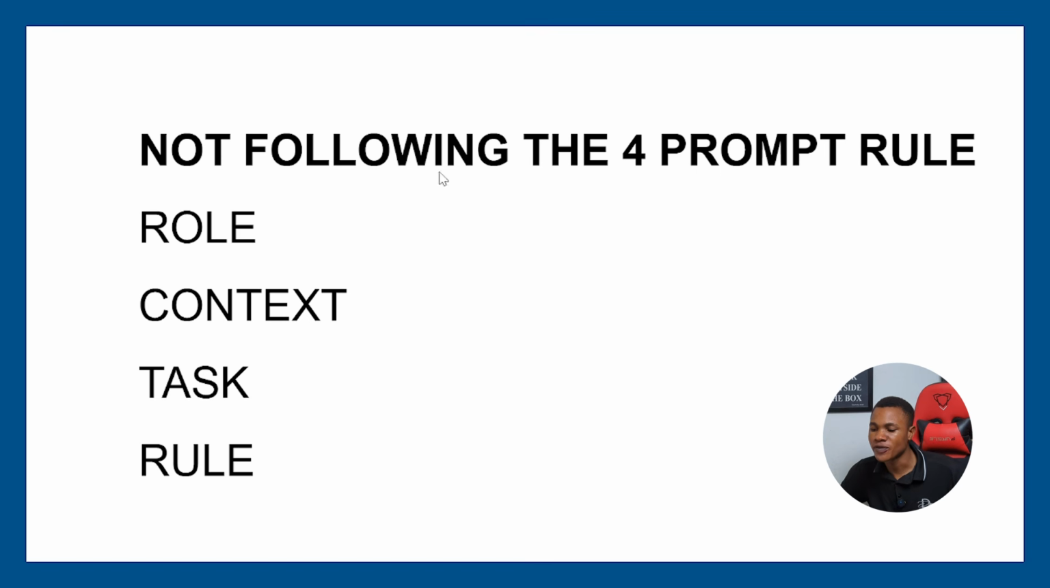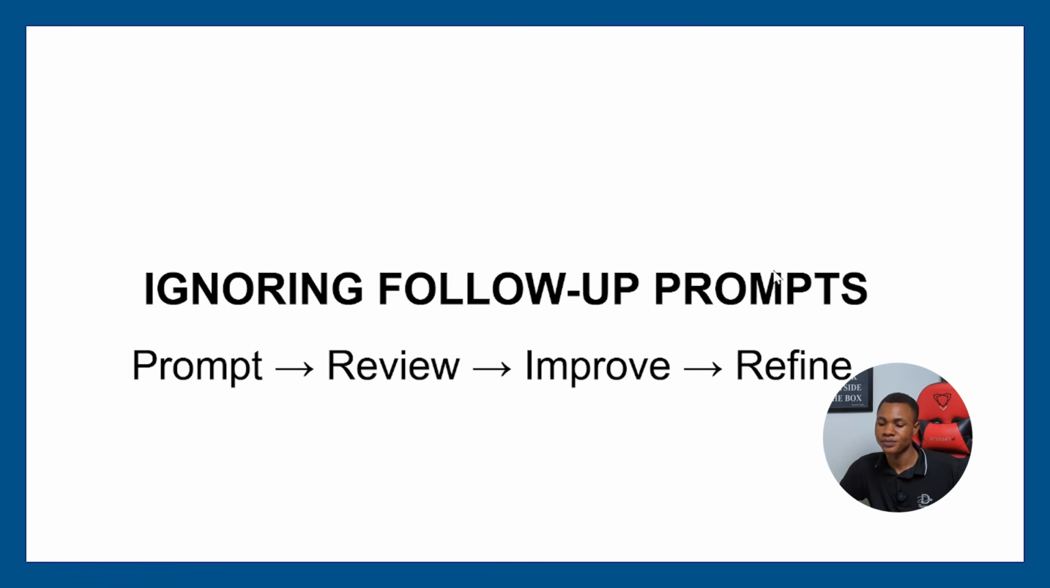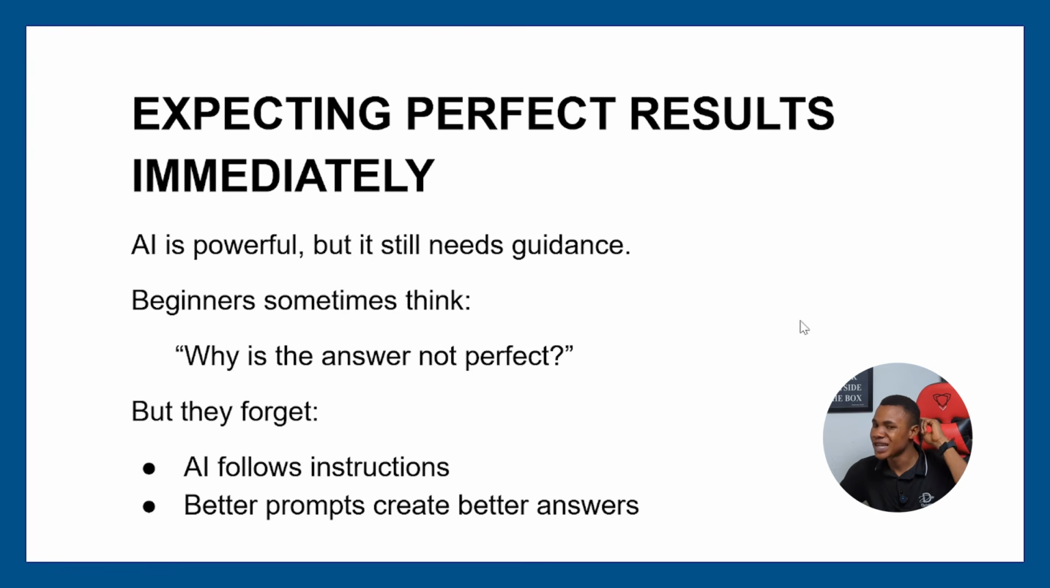All right, the next one is not following the 4-prompt rule. That's the next mistake that people make. They don't follow the 4-prompt rule. That's the role, context, task, and rule that I've just talked about. If you don't do follow up, you will not get the best results. The best result is you give a prompt, you review the prompt, you improve it, you refine the prompt. Is that okay? So if you expect results immediately, you will not actually get the best result. That's why follow up prompting is very, very good. And also giving examples, giving more details is good.